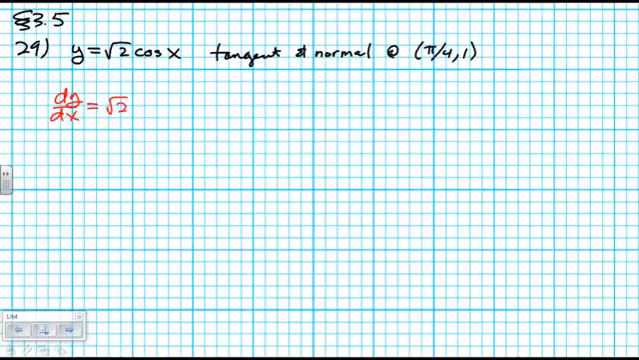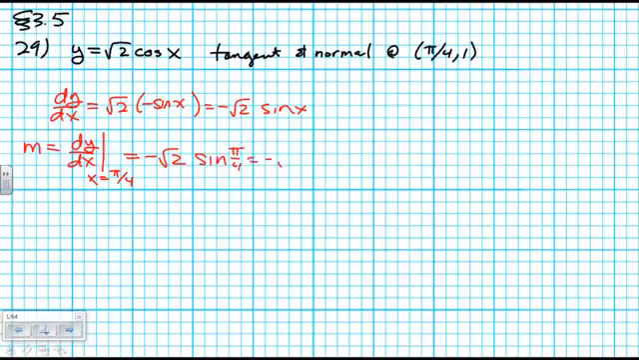That's going to be root 2 times negative sine of x, or negative root 2 times sine x. So far, so good. The tangent line slope, m, is going to be the value of dy/dx when x is equal to pi over 4, which is going to equal negative root 2 sine of pi over 4.